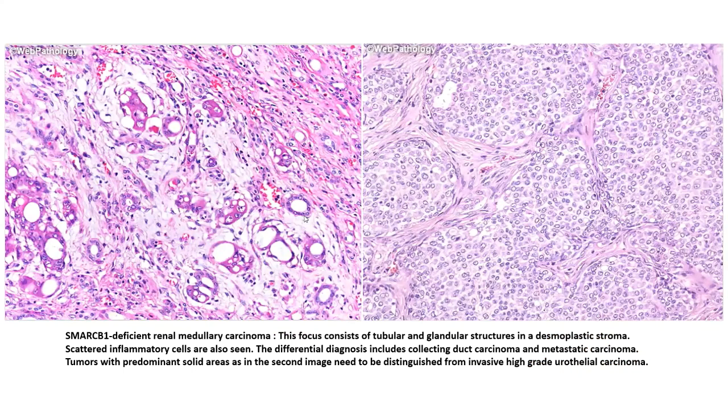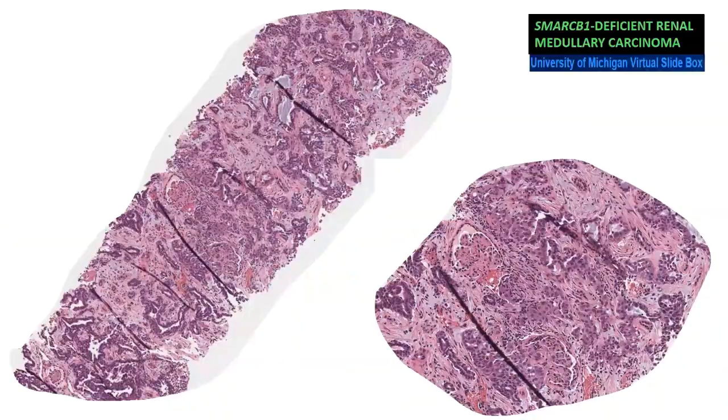So the SMARCB1 family, that is the SMARCB1 deficient renal medullary carcinoma, can actually have a heterogeneous clinical and histological presentation, ranging from the cribriform microcystic appearance, as you see on the left, to a tubuloglandular morphology, to an extensively solid morphology which mimics high-grade urothelial carcinoma. You could have a diverse range of histological presentations.